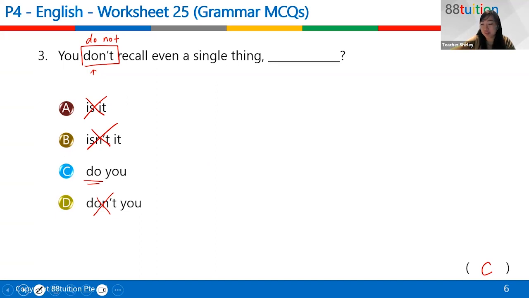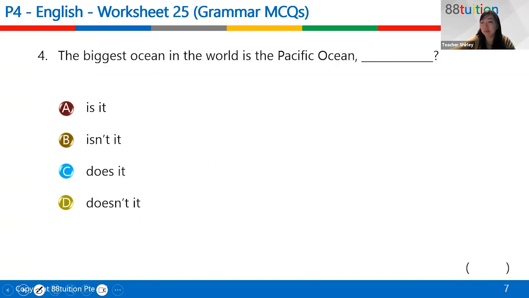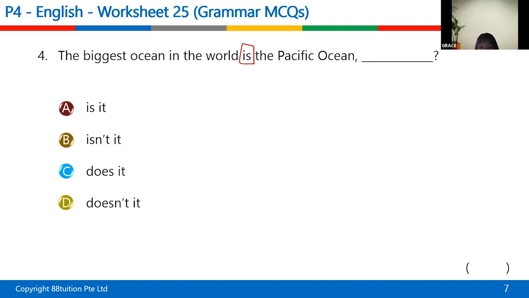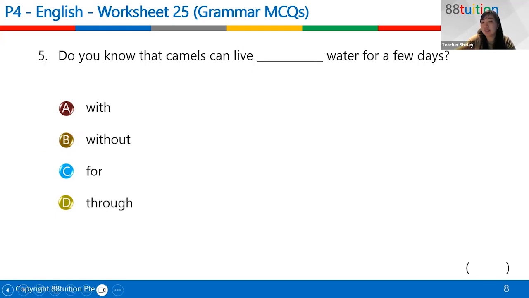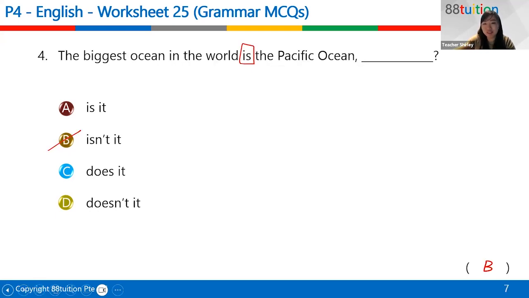Okay, now let's move on to the next one. The biggest ocean in the world is the Pacific Ocean. Yes, Grace. B. Very good. Well done. Okay. So is the Pacific Ocean, isn't it? Right? Isn't it? So the opposite, isn't it? Good.